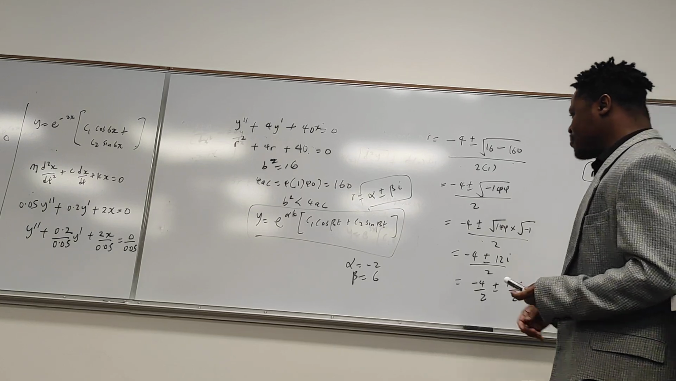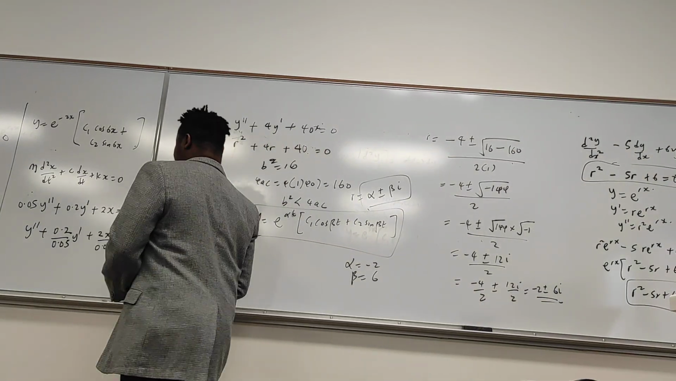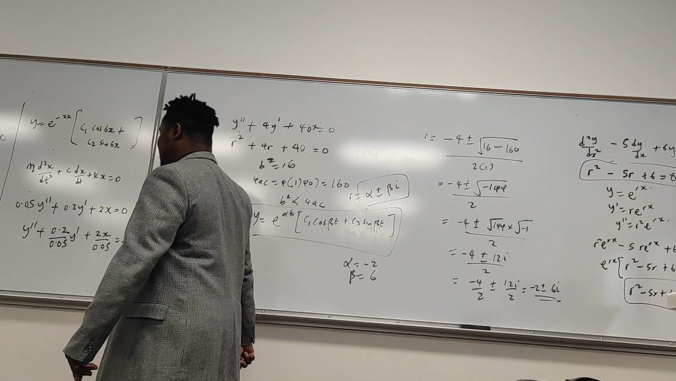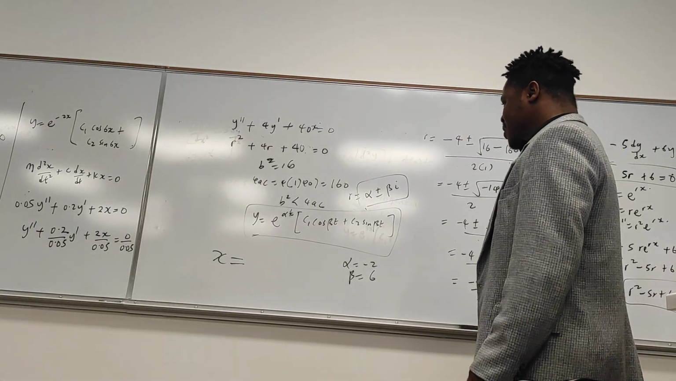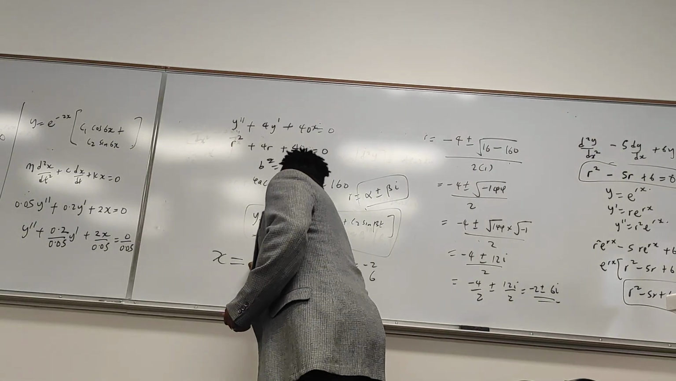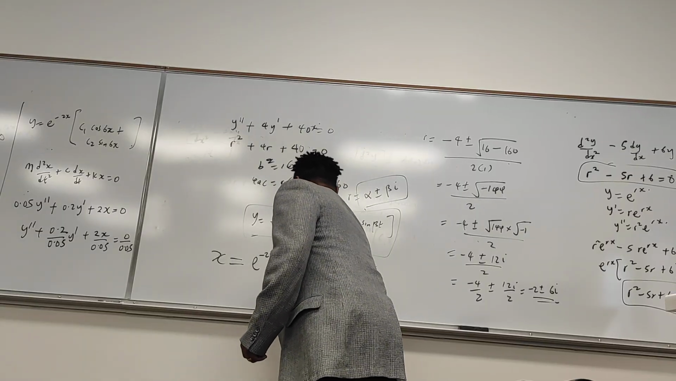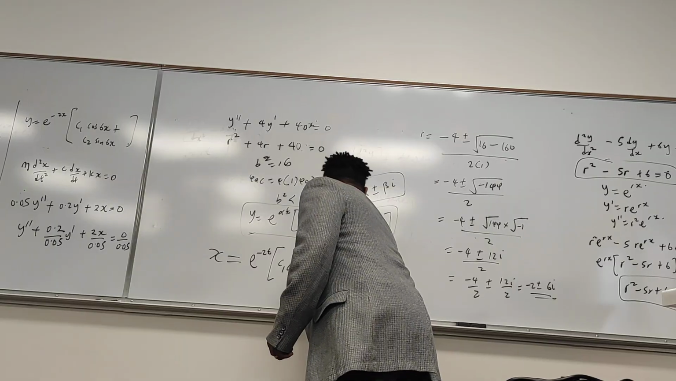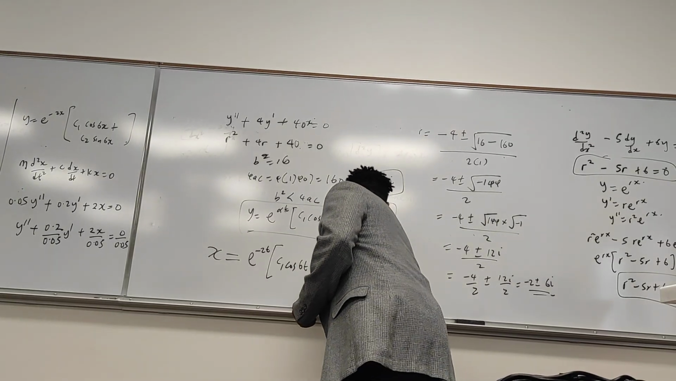It becomes our solution x. X is our solution because x is the independent variable. Don't get confused. It's x and t, not y and x this time. So x would be exponential minus 2t, C1 cos beta, which is 6t, plus, let me take this here, C2 sin 6t.